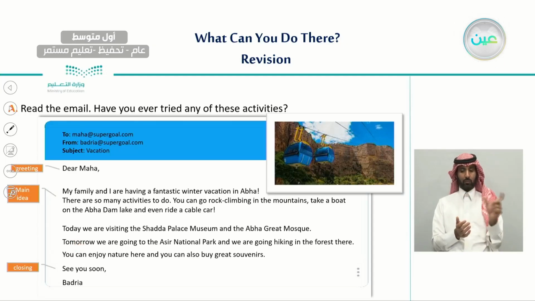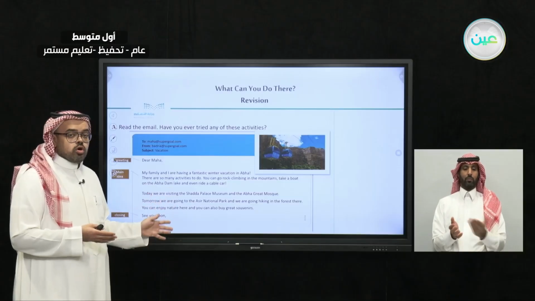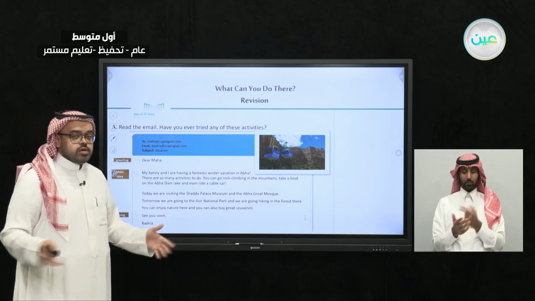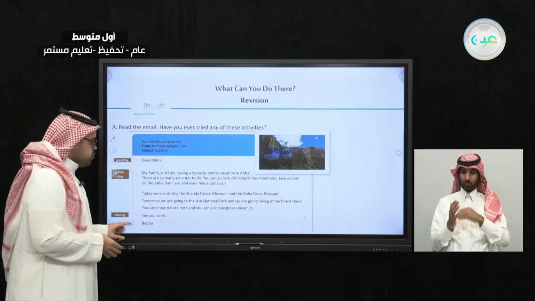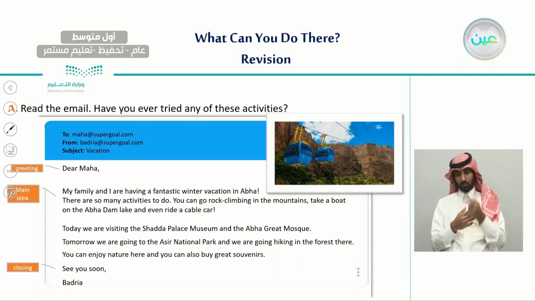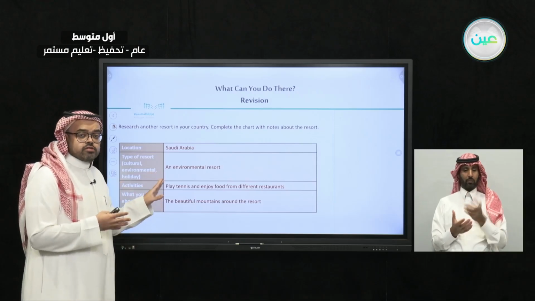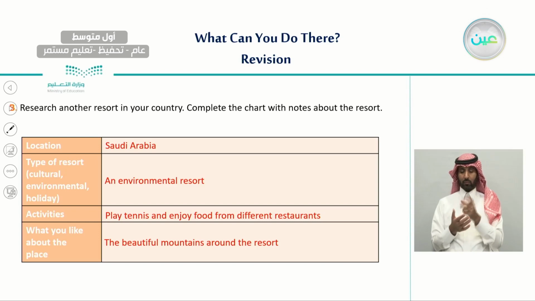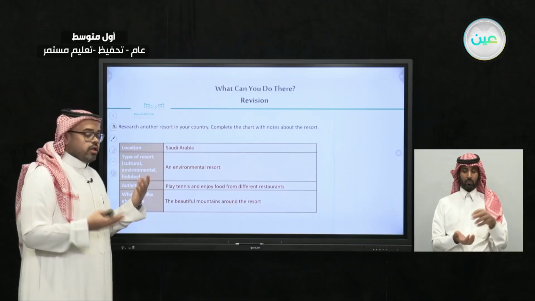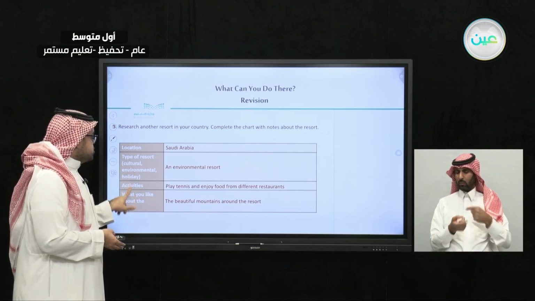So these words can show the sequence of the things or the activities that you can do when you go there. And also, as in every email, you need to end it with a closing phrase like see you soon, write back to me, and so on. We also learned to fill in a chart for any resort that we can think of, by writing down the location of the resort and also what type it is. We have learned 3 types of tourism, for example cultural, environmental and holiday.